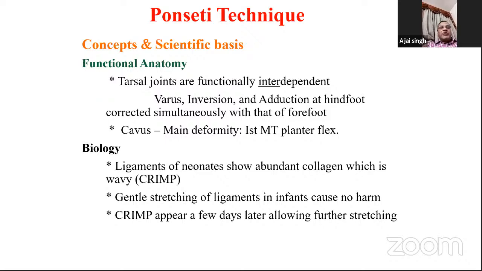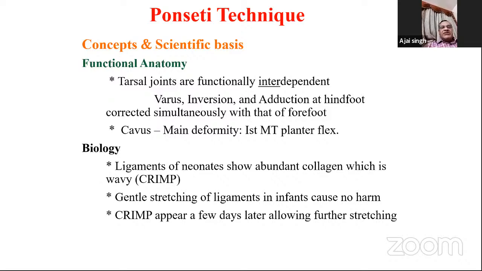The concept of the Ponseti technique is the functional anatomy. They say that the fulcrum of the problem is at the head of the talus, because the tarsal joints are functionally interdependent. So the varus, inversion, and adduction at the hindfoot correct simultaneously with that of the forefoot. So Ponseti said that we need not correct the hindfoot. The correction of the forefoot will automatically correct the hindfoot.